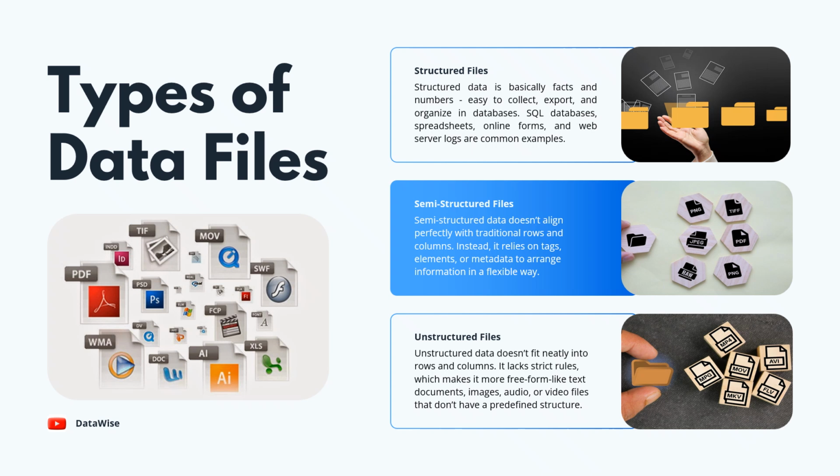Now, what about semi-structured files? These are a little more flexible. They have some organizational properties, but they don't fit neatly into rows and columns. Instead, they use tags, elements, or metadata to organize data in a hierarchy. Examples include emails, XML and JSON files, zipped files, TCP/IP packets, and even binary executables. XML and JSON are especially popular because they let you define your own tags and attributes. That's why they're widely used for storing and exchanging data between systems.